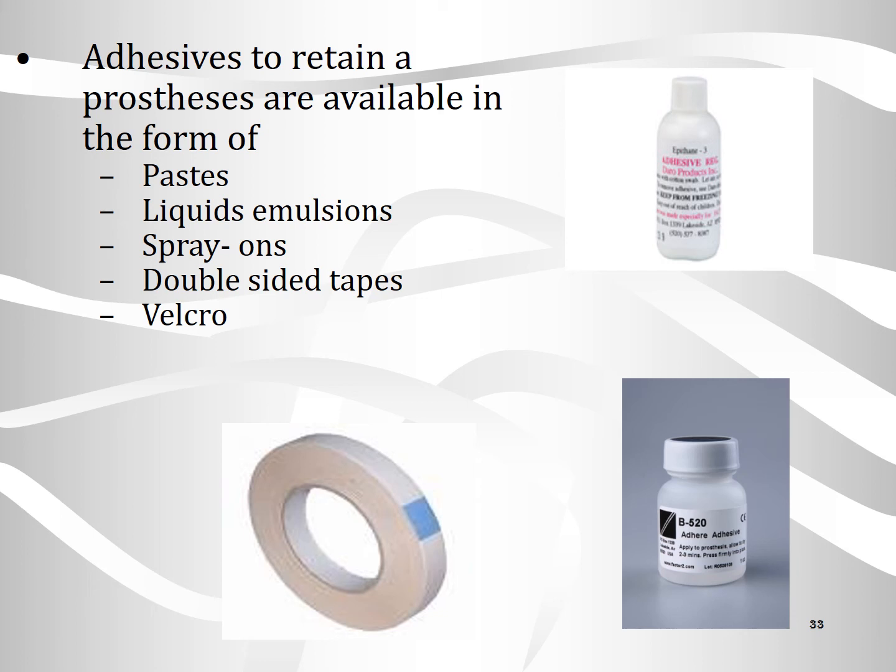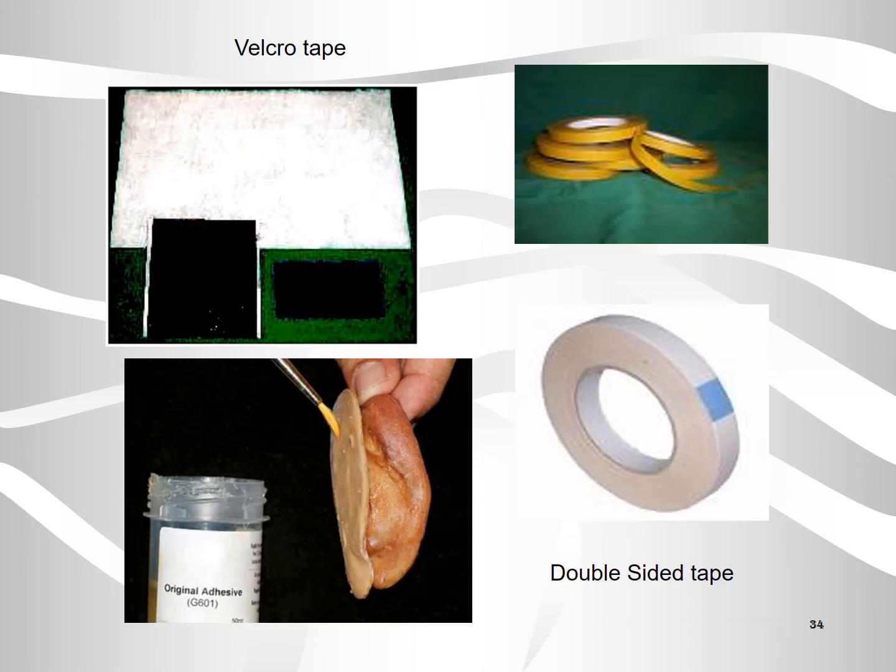Adhesives to retain a prosthesis are available in the form of paste, liquid emulsions, spray-ons, double-sided tapes, and Velcro. So you can see the Velcro tape and the double-sided tape in the photos.